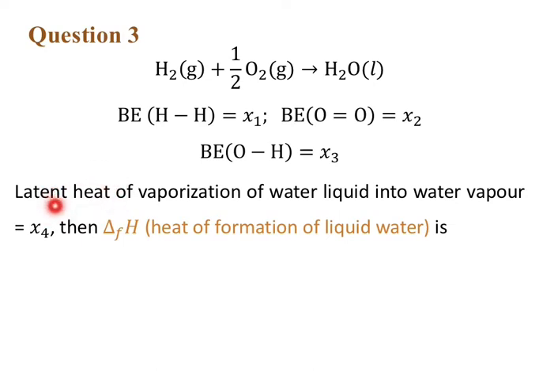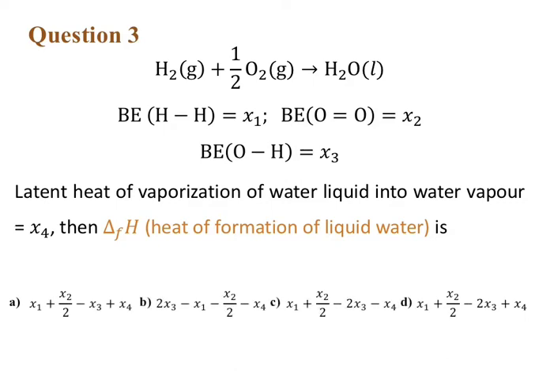So latent heat is nothing but change of state. For changing H2O gaseous state to H2O liquid state, the latent heat is involved. So the enthalpy of latent heat is x4. We have to calculate the formation of liquid water, that is H2O liquid. So H2 plus O2 in gaseous state combine to form H2O gaseous state, then to form H2O liquid state. That's why they have given x4, that is the latent heat of vaporization. We should involve that. The options are given in the x1, x3 format, so we should calculate in the same format.